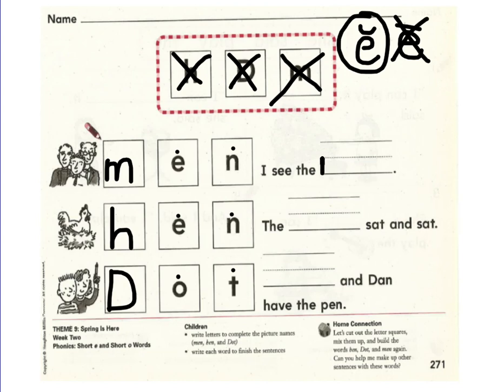Let's write lowercase letters M-E-N to complete the sentence. Men. I see the men.